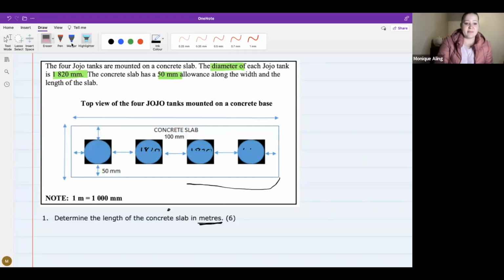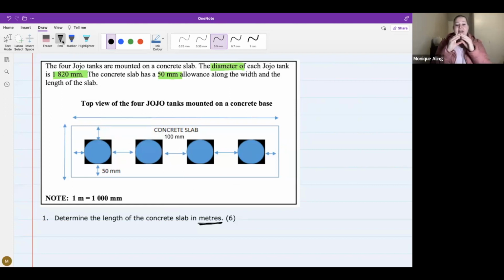Okay, so we've got a picture where we are looking at the top of these JoJo tanks. JoJo tanks are big cylindrical tanks that hold water. So we're looking at the top of them. And now these water tanks are being placed onto a concrete slab.